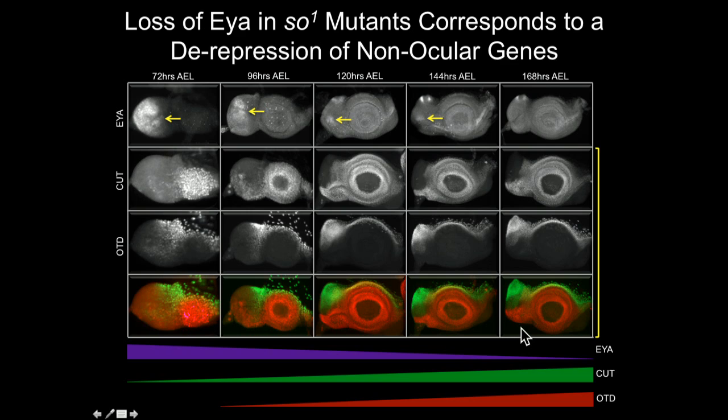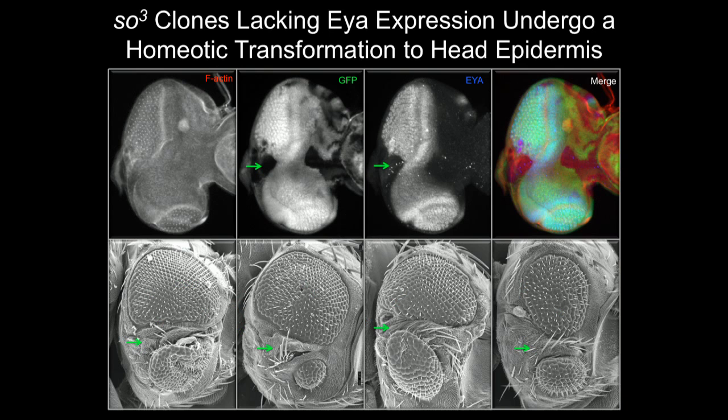So we're left with a model that as Eyes absent expression decreases, Cut and Orthodenticle are being de-repressed, suggesting a gradual transformation to head capsule. And furthermore, when we look at SO3 clones, we often see that these null clones that are in the middle or the margins of the disc have no Eyes absent expression. When we look at the adults, we actually see that there is a head capsule that corresponds to these regions. So we think that our interpretation is that those clones which are lacking Eyes absent expression have undergone a transformation to head capsule.